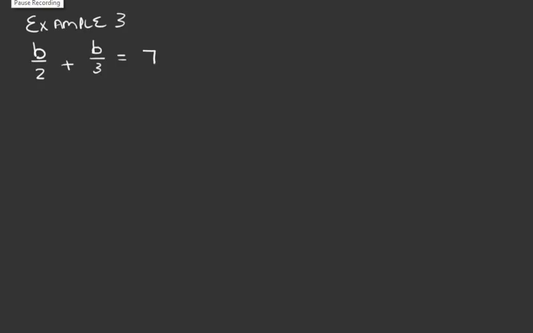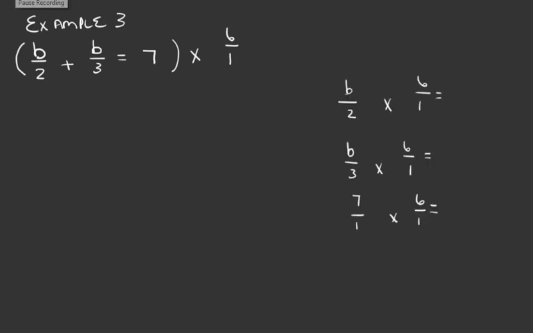Let's look at example 3. b over 2 plus b over 3 is equal to 7. What is our LCM? Our lowest common multiple is 6. Now I want to remind you that our aim here is to get rid of the denominators. So we don't want to have to work with 2 and 3. So each term in this expression must be multiplied by 6 over 1.